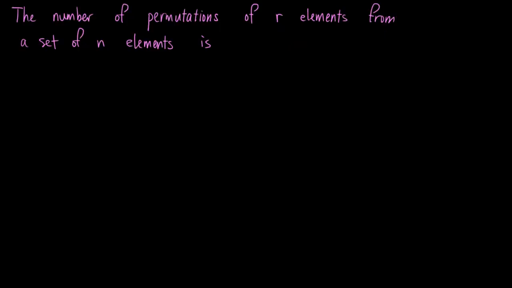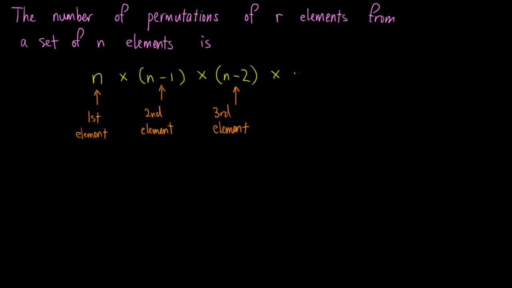In general, the number of permutations of r elements from a set of n elements can be found using a similar approach. For the first element, there are n choices. For the second element, there is one less element to choose from, so there are n-1 choices. For the third element, 2 elements are already used, so there are n-2 choices. This goes on until the rth element, where we have n-r+1 choices. We note that this expression is the same as n factorial divided by (n-r) factorial.